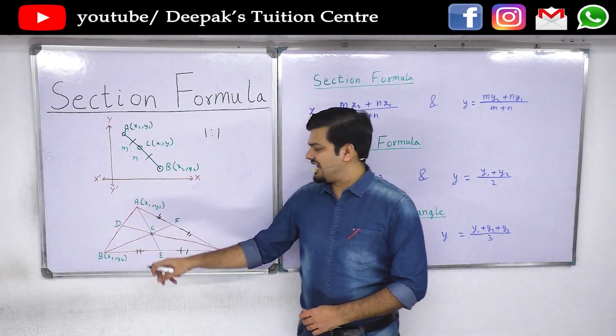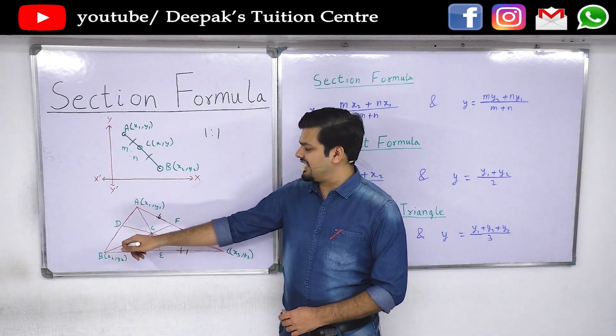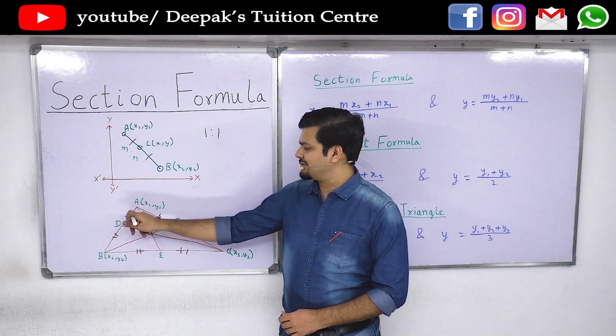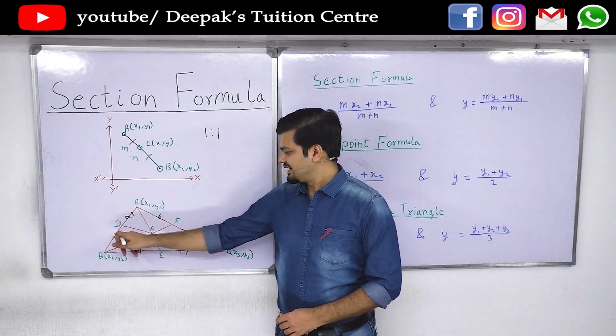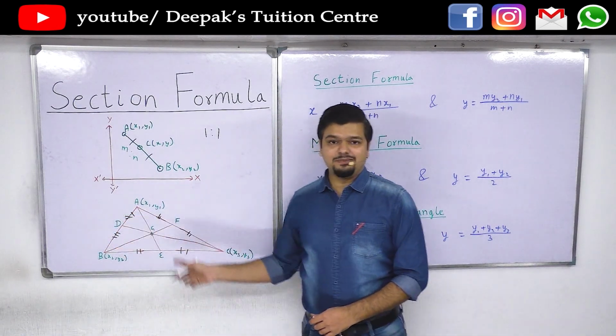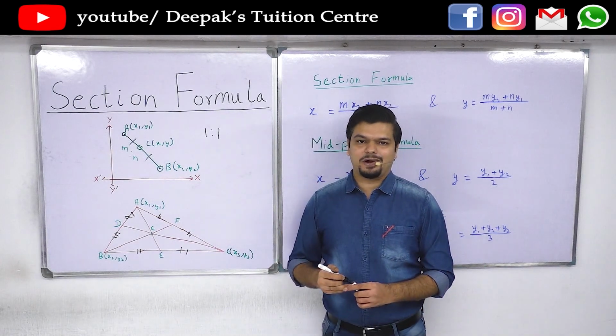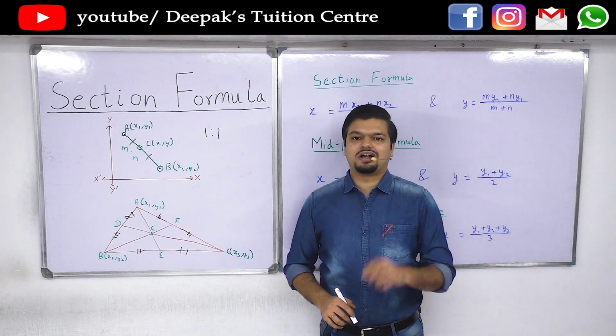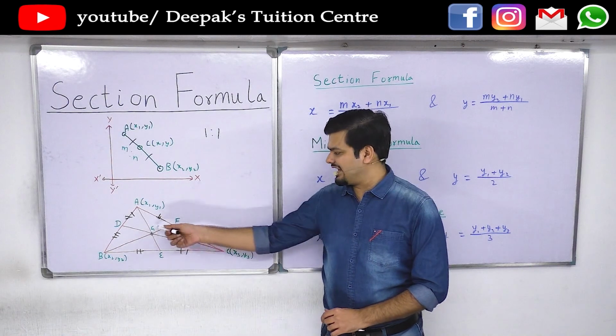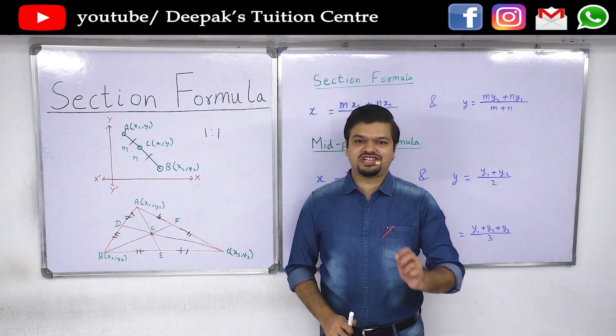And DC is a median if BD is equal to AD. So therefore, the three medians intersect at a common point. That particular point is called the centroid. It is generally represented using the letter G.